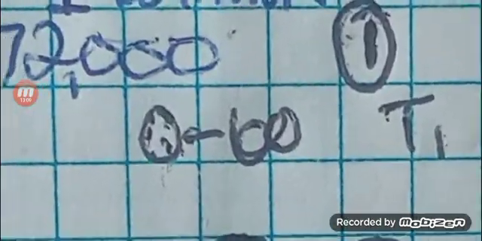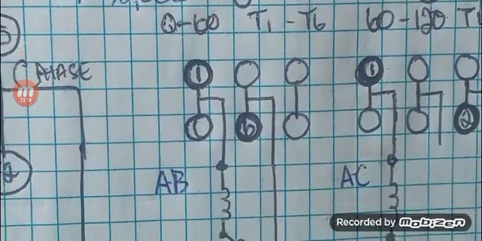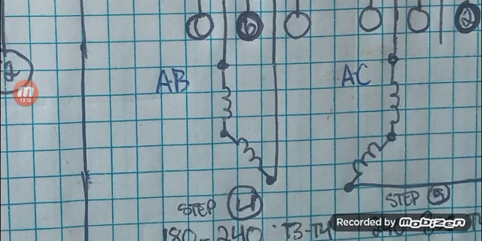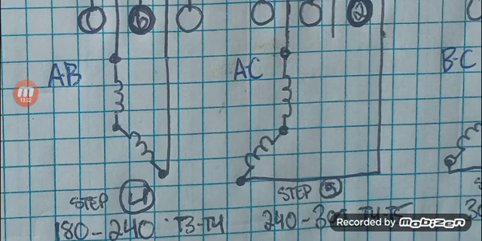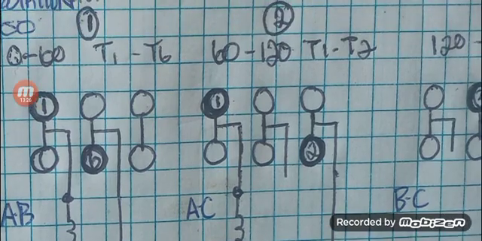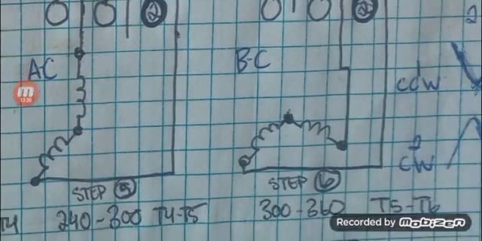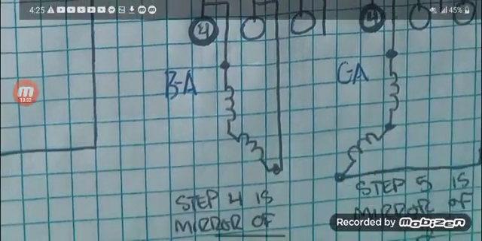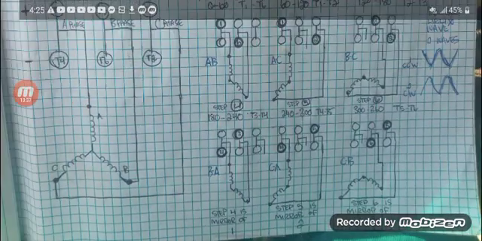0 to 60 degrees is T1 to T6. It's your visualization for it. It's from A to B. There's your first sequence. And then your second sequence is A to C, 60 to 120 degrees. And then on down the line. Okay? That's how you understand that.